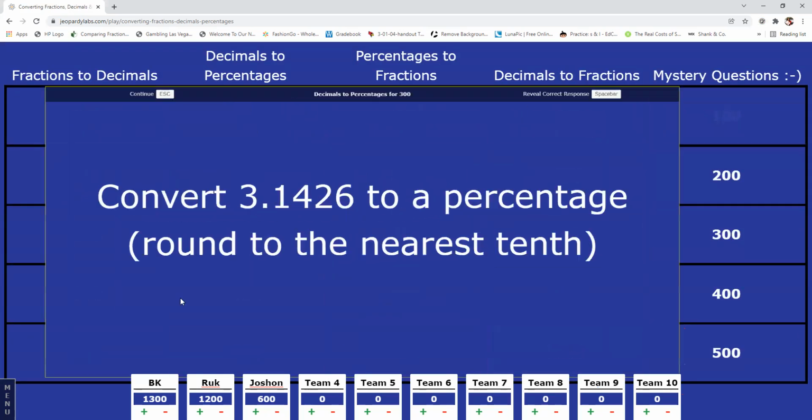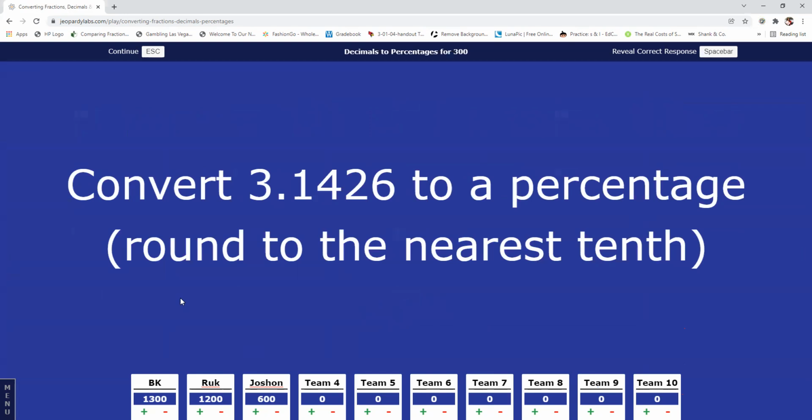All right, decimals to percentages for 300. Convert 3.1426 to a percentage, round to the nearest tenth.